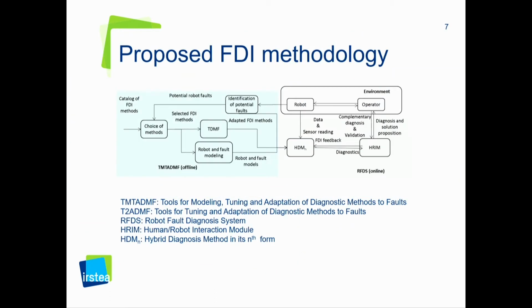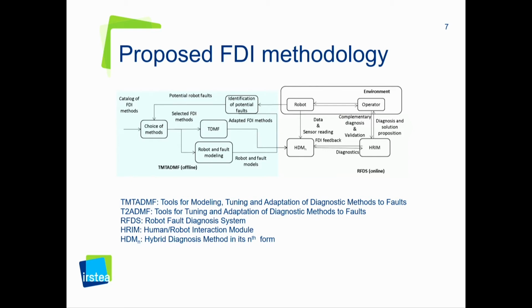This is our proposition. We have two parts, an offline part and an online part. In the offline part, which is the conception phase of the robot, first we identify what faults we can potentially have, or what faults we would like to treat in this FDI system. Second, we choose adequate methods from the predefined list. After we do all the modeling and technical work: tuning, modeling, collecting data, training, etc. And after, we move on to the online part.